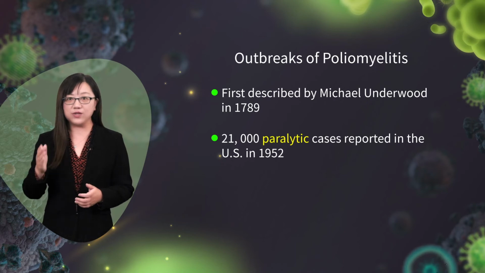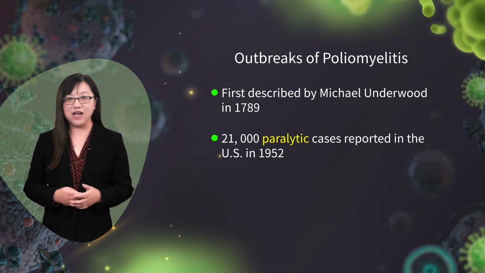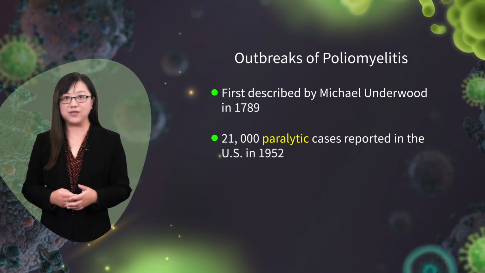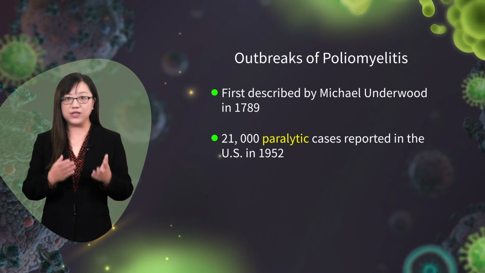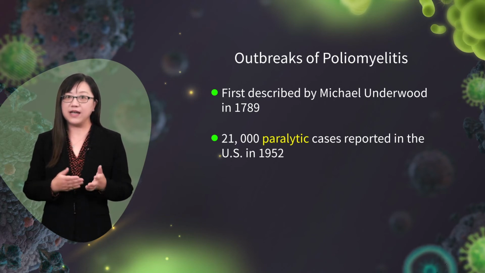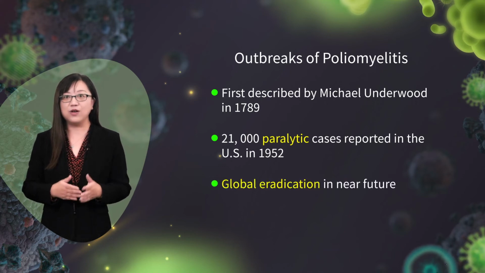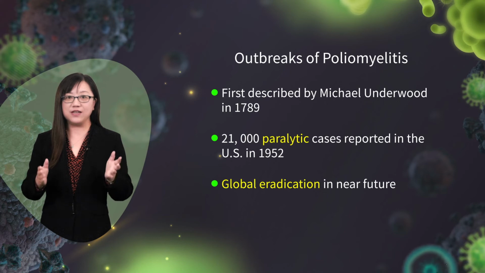If there were 21,000 paralytic cases, how many polio infections were there that year? Yes, about 1,000 times the paralytic cases, maybe 21 million. Most of them were asymptomatic. And now, global eradication is expected in the near future.